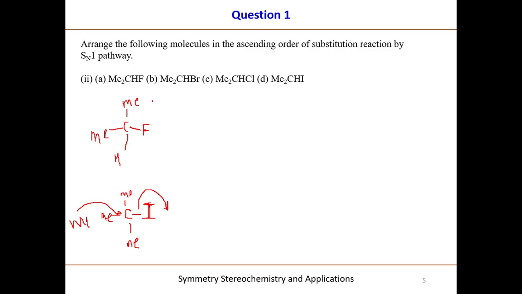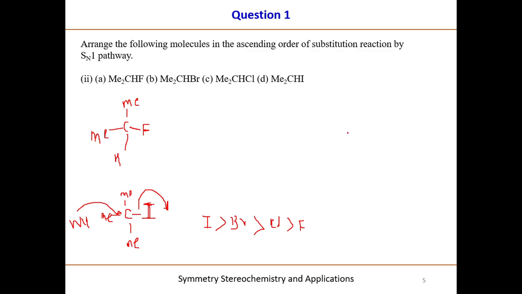But in case of the SN1 pathway, what happens here? First carbocation formation takes place, then the second step is a nucleophilic attack. So here, the molecule with iodine will show the highest rate of reaction, then bromine, then chlorine, because these are good leaving groups. Fluorine is a good leaving group, but not as much as iodine. So iodine is a good leaving group, so it will easily form the carbocation.